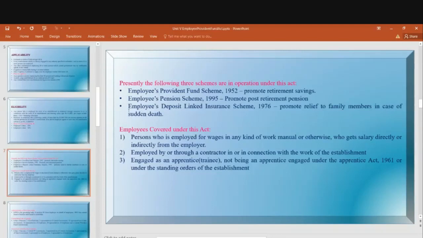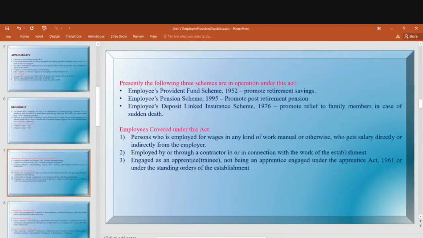And another scheme which comes under this act is the Employees Deposit Linked Insurance Scheme 1976. This is meant to provide relief to family members in case of sudden death. So they are also covered with some insurance scheme. So these are the three schemes, and the employees covered under this act.